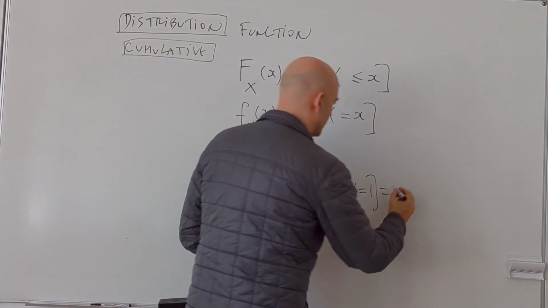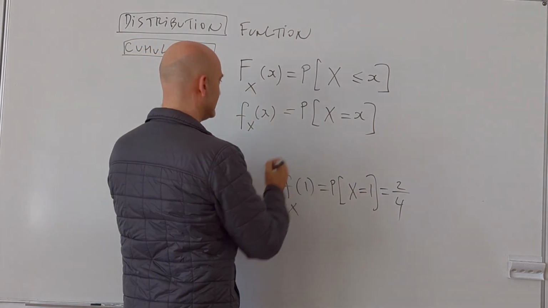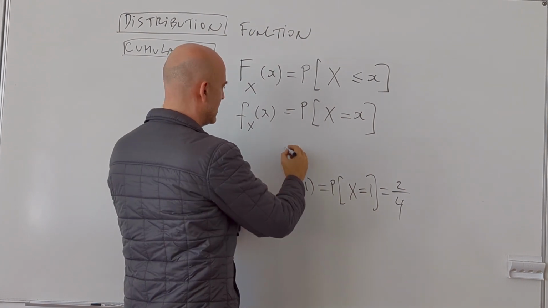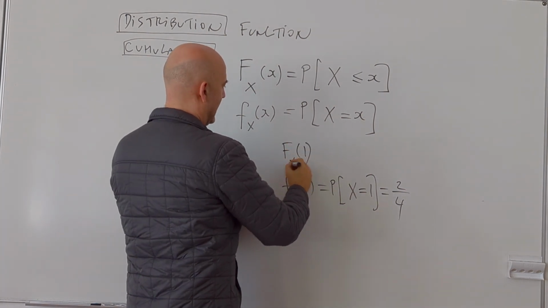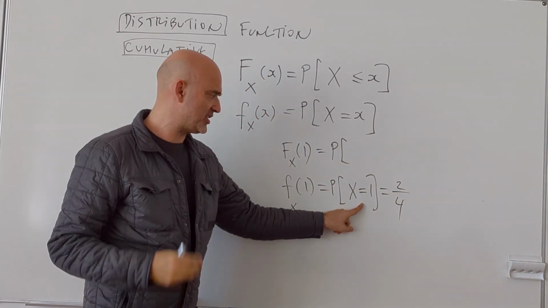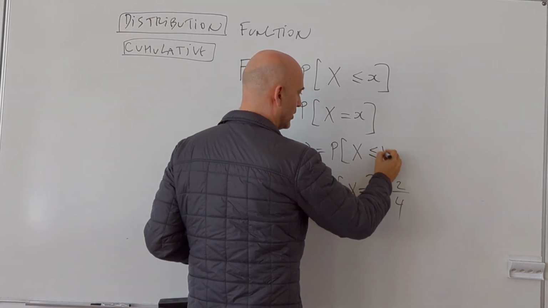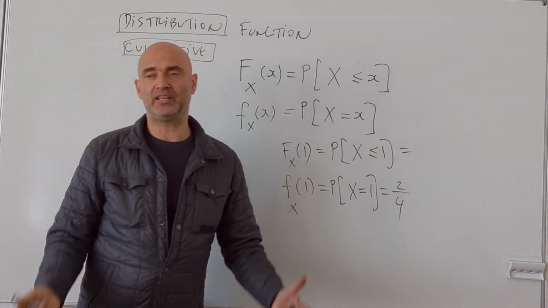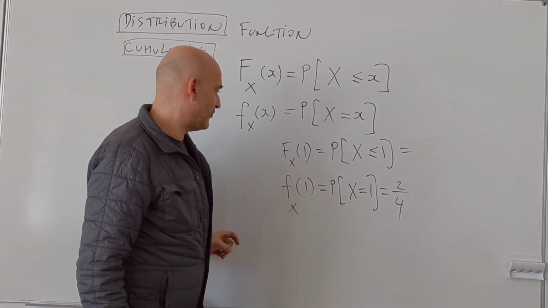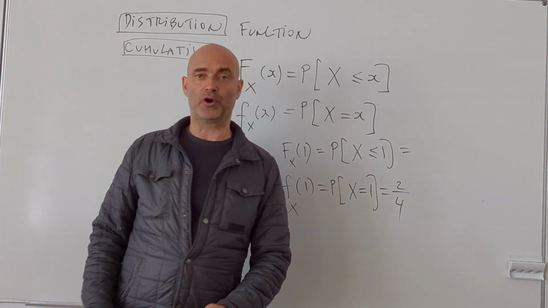2 divided by 4. But if we write the big F, the distribution function, instead of the probability function, now it's not only equal, but it is also lower. So we write big X equal or lower than 1. And now, what is the probability accumulated until the value 1? The probability of 1 is 2 divided by 4.